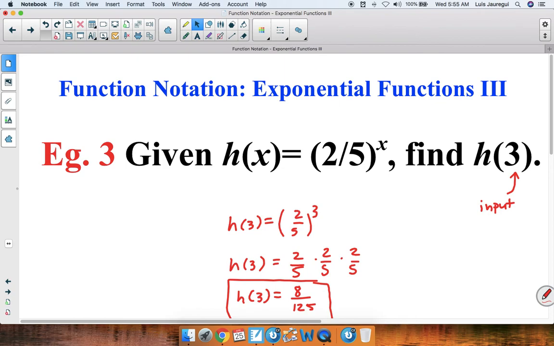So that's how we evaluate expressions involving function notation with exponential functions.